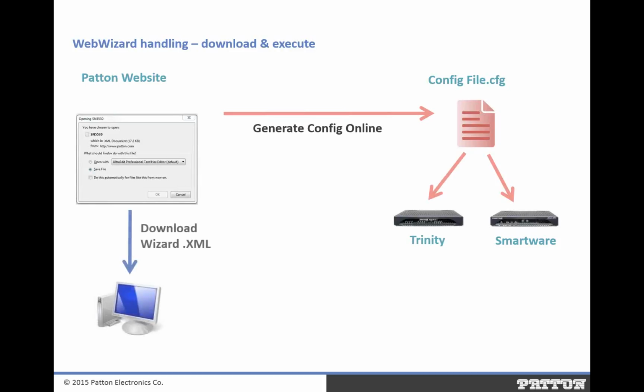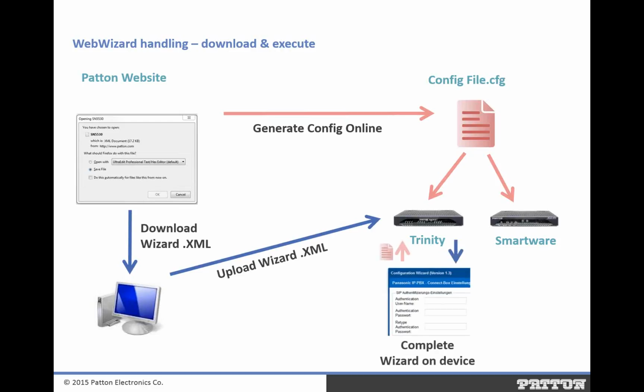Another option is to download the entire wizard, which is XML based, as I explained to you before, onto your computer, upload it to the Trinity device, and then from there on the Trinity device, that wizard can be executed, which will again generate a config file on the unit itself in order to complete the initial setup of the device.